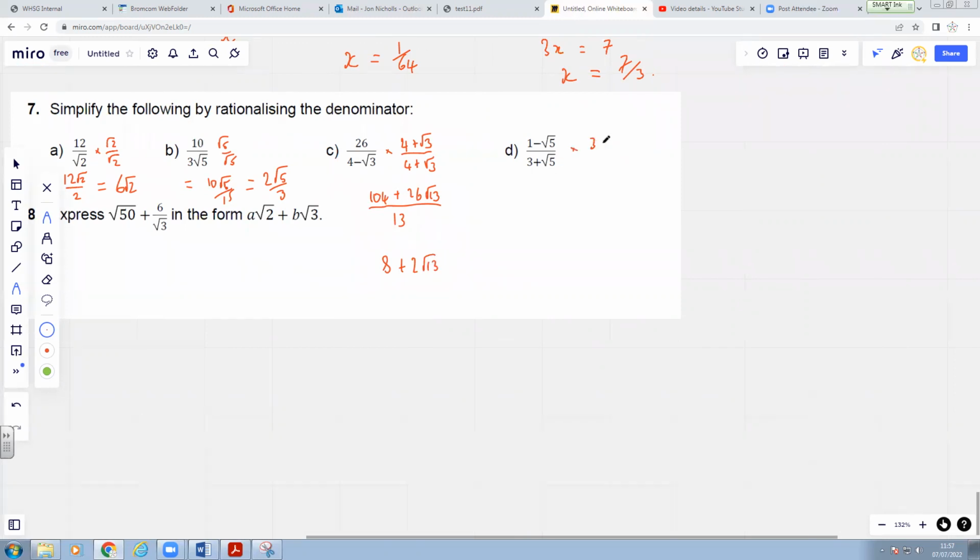This one, we're going to times it by 3 minus root 5 over 3 minus root 5. Now, what's that going to give us? Well, similar to the last one, we're going to get 9 minus 5 on the bottom, which is 4. And then on the top, it doesn't hurt to draw out these grids if you're a bit confused. I used to do them definitely when I was younger all the time. With 3 minus root 5, you're going to get 3 minus 3 root 5 minus root 5, and then plus 5. So you're going to end up with 8 minus 4 root 5. And look at that, they're both divisible by 4. So do simplify it to 2 minus root 5.